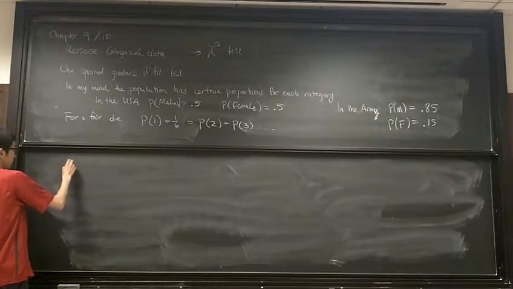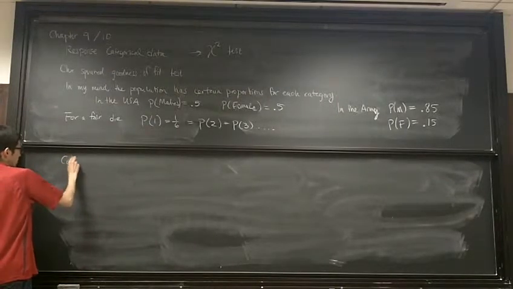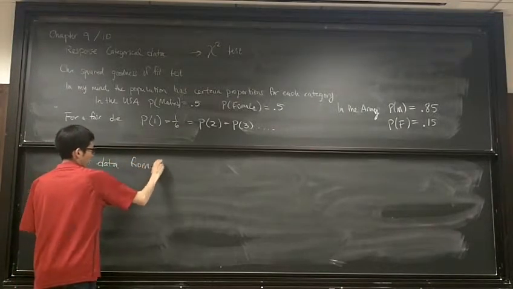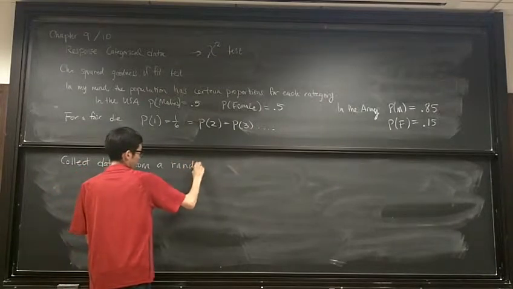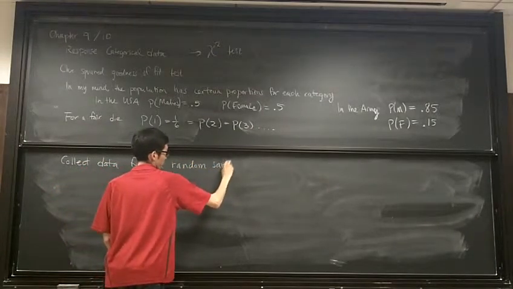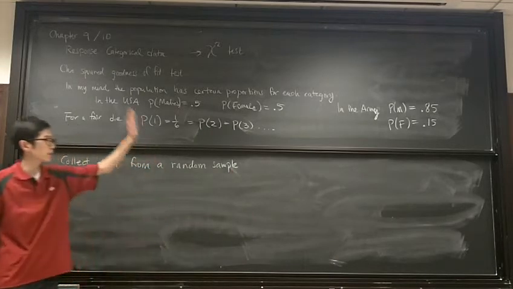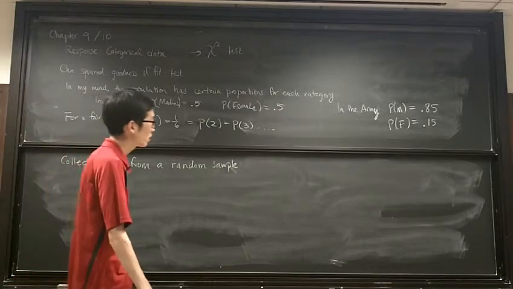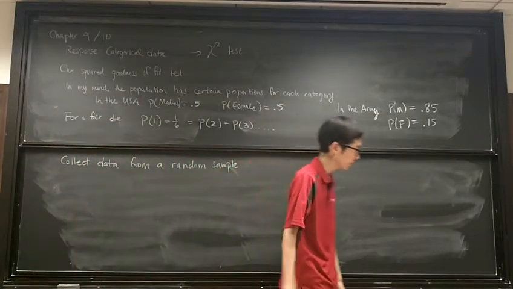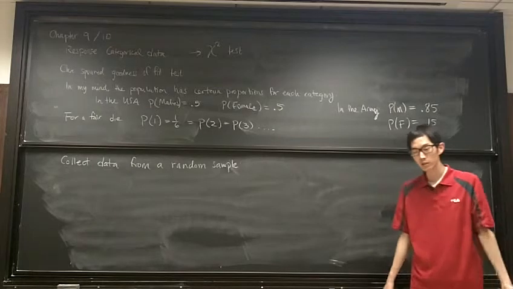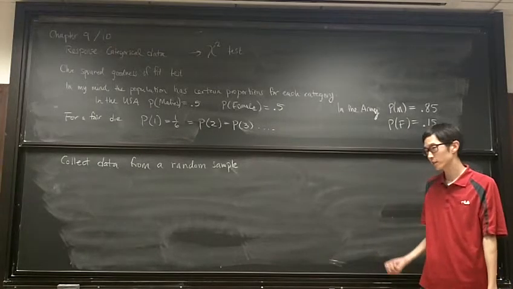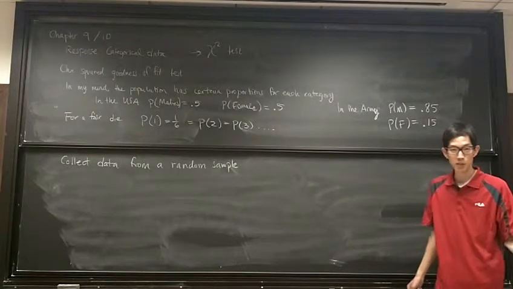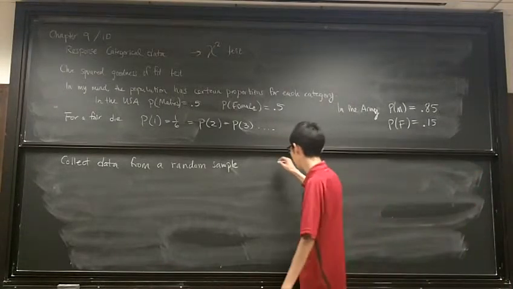Collect data from a random sample. Okay, so let's say somebody tells me that they believe the Army is 85% male and 15% female. And I say, okay, well let's go see about that. And somehow we obtain a random sample of people in the military. And this is our random sample.